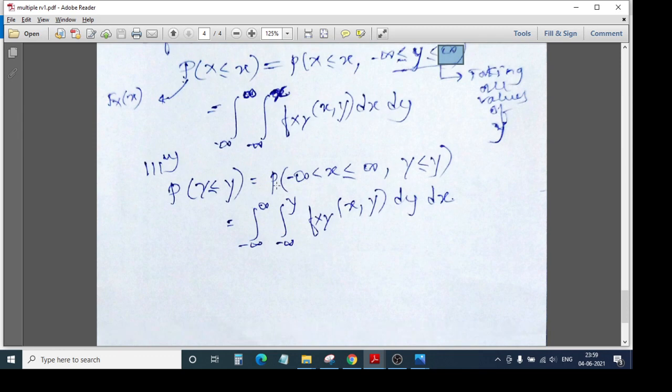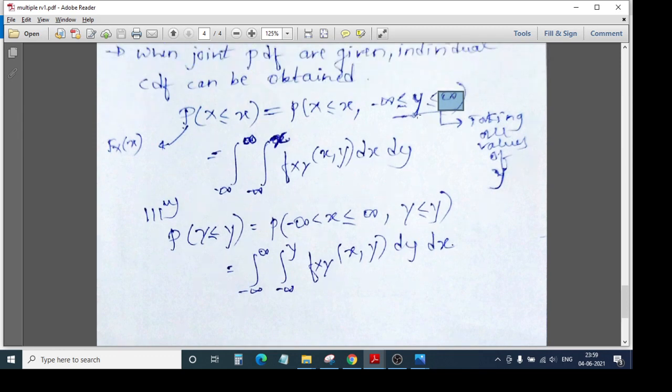The other case could be what? Here we have assumed Y is ranging from minus infinity to plus infinity. We could also assume that X ranges from minus infinity to plus infinity. In that case, there will be a small change in the limits. If you observe here, I have taken X outside, that is minus infinity to plus infinity. Okay, and what is Y then? It is minus infinity to y. Why? Because it's a finite limit.